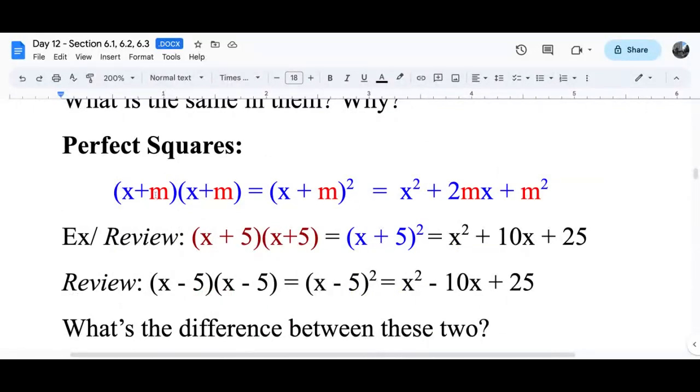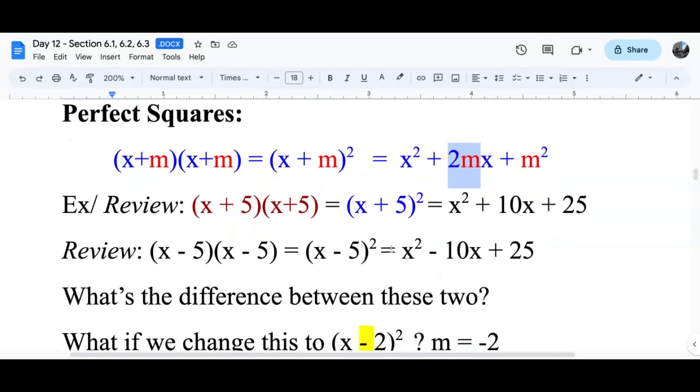Something called a perfect square. When m equals n, we have x plus m times x plus m, and we write it as x plus m raised to 2. This means x squared plus 2m x plus m squared. We call this a perfect square: square the first one, square the second one, multiply the first and second, then double it.